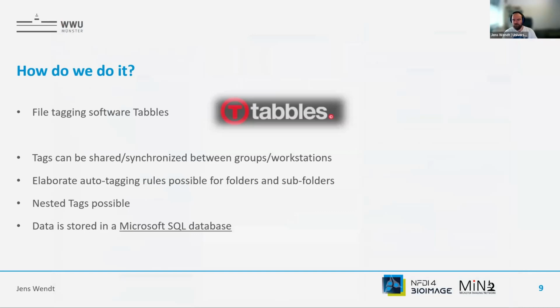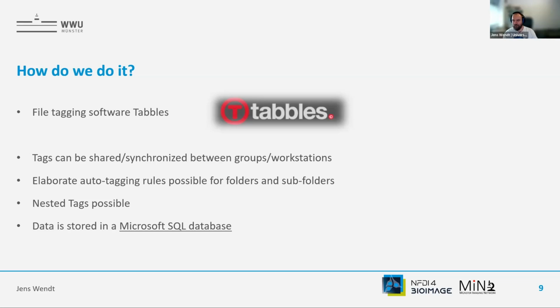This is not exclusively for image data, it's just simply file tagging. You can tag anything you want to. Thomas especially uses it to tag every bit of information that comes in. It's really working great. Those tags can be shared and synchronized between different groups, for example, different research groups, different users, and different workstations as well. So you see the same tags in the microscope workstation as you see in your personal laptop.